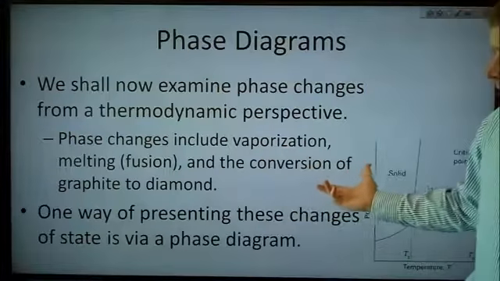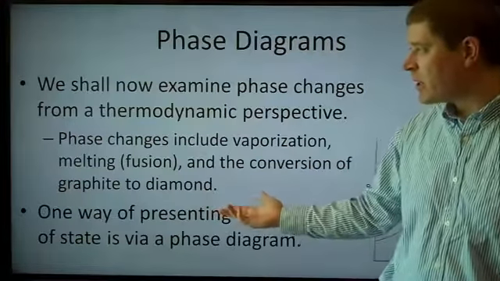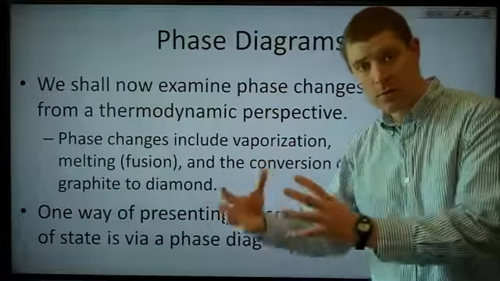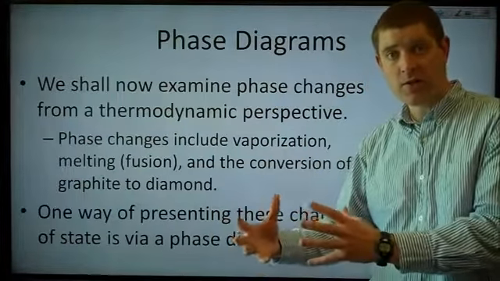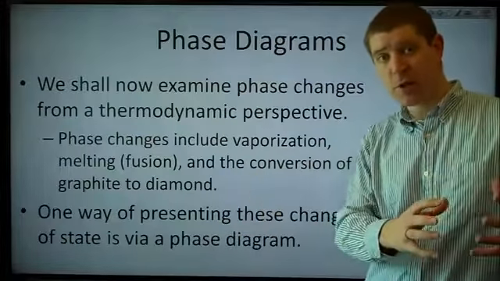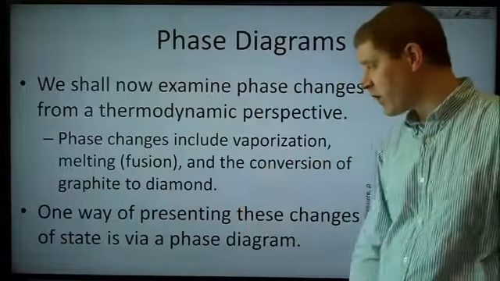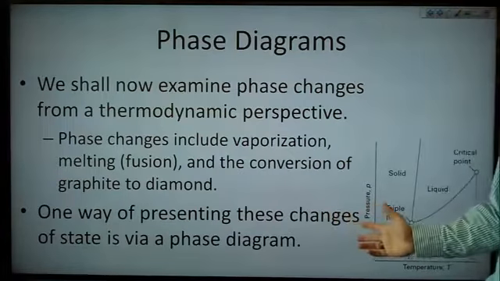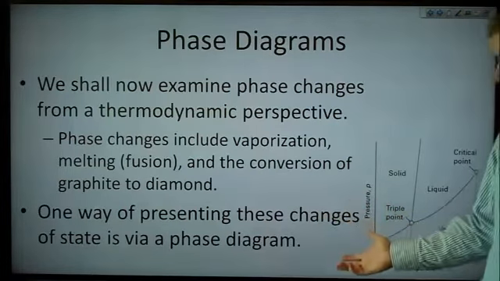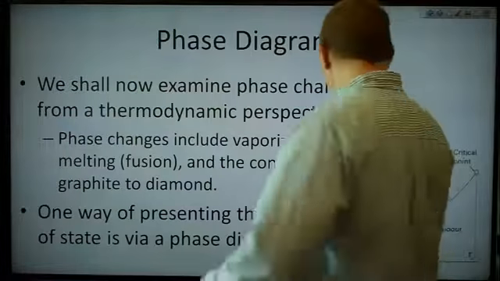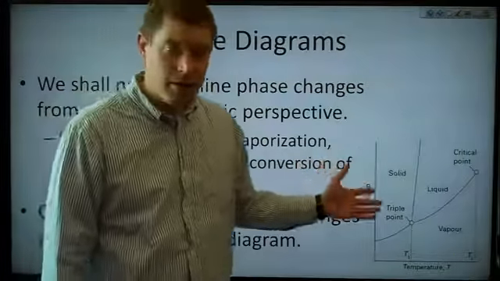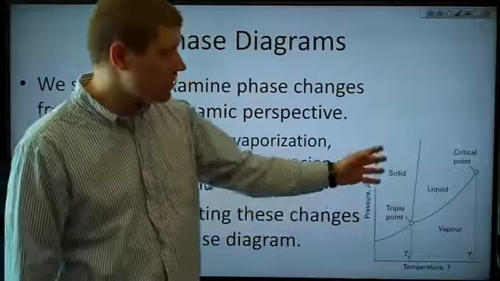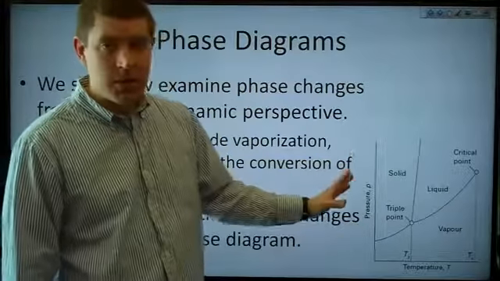And also the conversion of graphite to diamond is also a phase change, even though it's from a solid phase of carbon to another solid phase of carbon. It's two different phases of carbon. So one way of representing these phase changes, or these changes of state, is via a phase diagram. And so we have one phase diagram over here where we plot pressure versus temperature, and we've got some different lines. So you probably have seen some of these before.